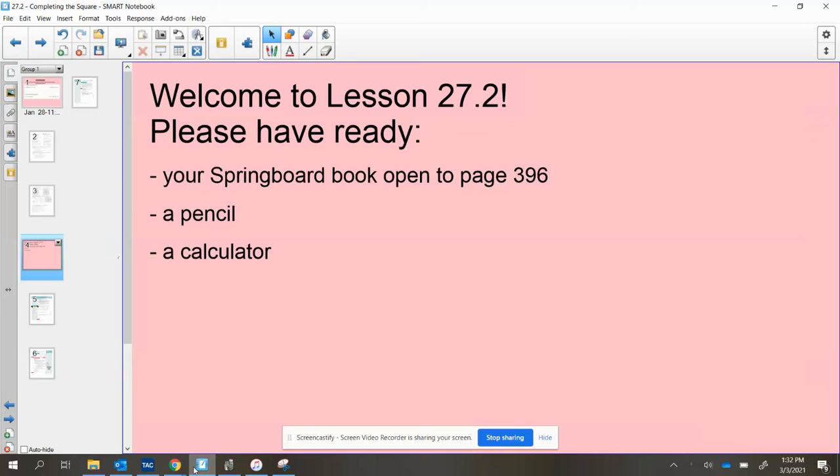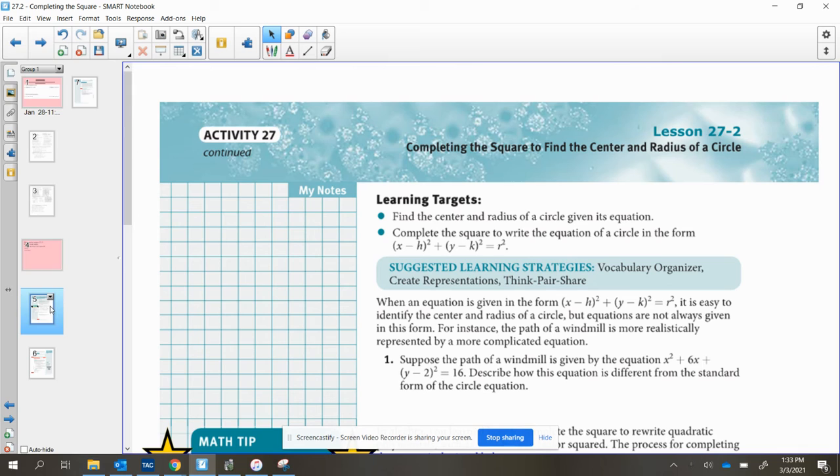Everyone, and welcome to the last lesson of Activity 27, Lesson 27.2. Today's lesson is starting on page 396, and you'll want a pencil and a calculator. Today we are going to talk about how we can put our equation of a circle in standard form using the method completing the square.